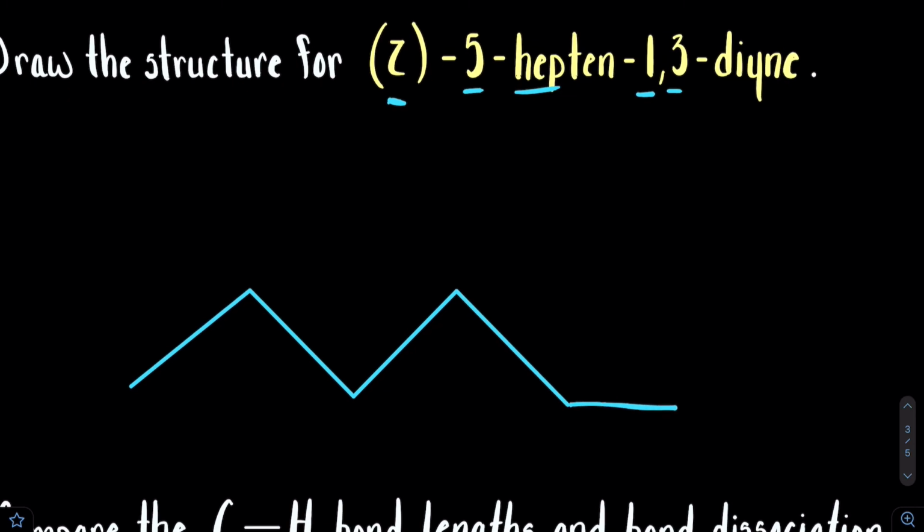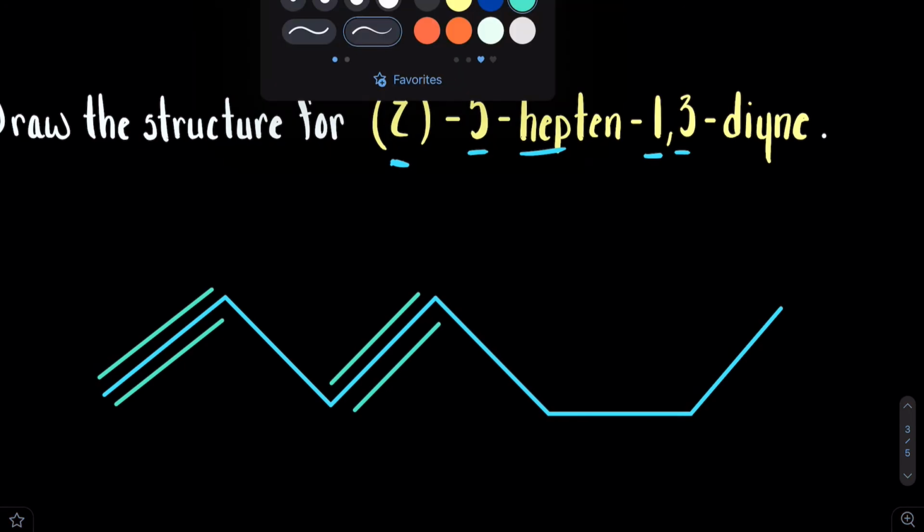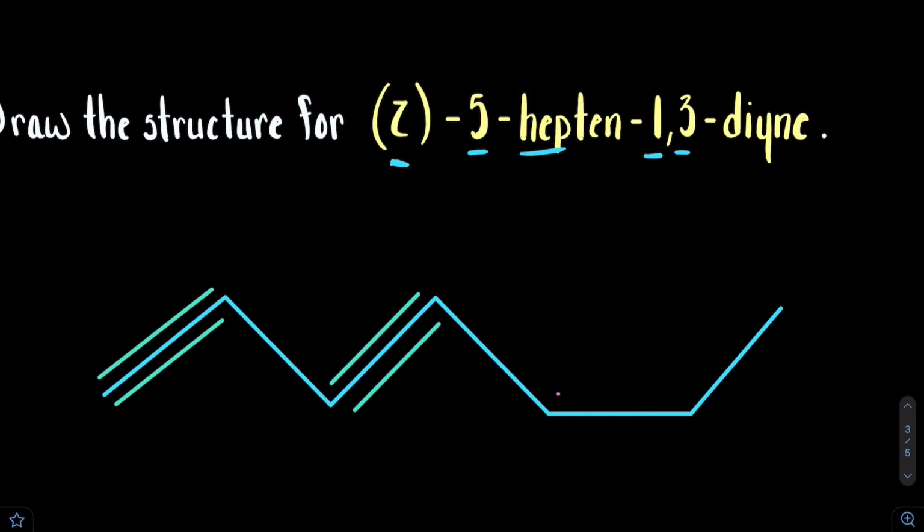So on this 5th carbon atom, let's draw it like this. And we have a triple bond on both the first and third carbon atoms. So just like that. And then it says we have a double bond on the 5th carbon atom. And that's what's going to designate that Z geometry. So off of here we have hydrogen atoms. So that's what the compound's going to look like.